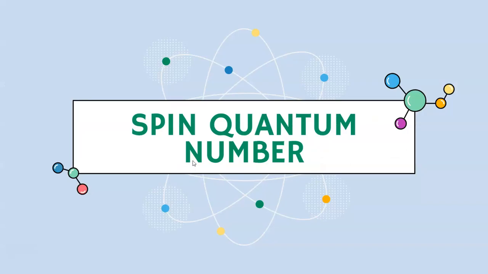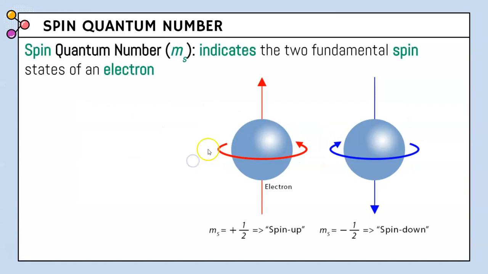Our last quantum number we have is our spin quantum number. Now our spin quantum number, which is MS, indicates the two fundamental spin states of an electron, meaning is it going to spin up or down, clockwise or counterclockwise? What direction is that electron going to spin when they're orbiting around the nucleus? Our values for spin quantum number is either going to be -1/2 or +1/2. Just two possible values. Both of them are going to be 1/2. It's just either you're going to have a negative sign or a positive sign.